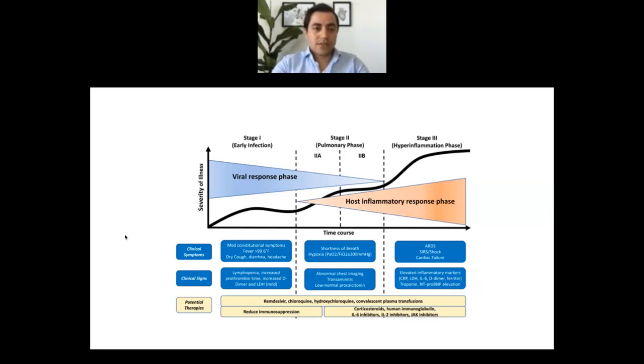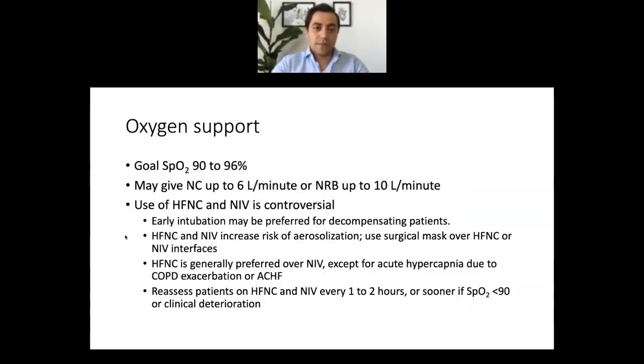So for oxygen support for non-ventilated and intubated patients, the peripheral saturation goal is between 90 to 96. You can use a nasal cannula, which is the preferred form, to give up to 6 liters of oxygen per minute. And you can use a non-rebreather mask to give 10 to 20 liters per minute of oxygen.